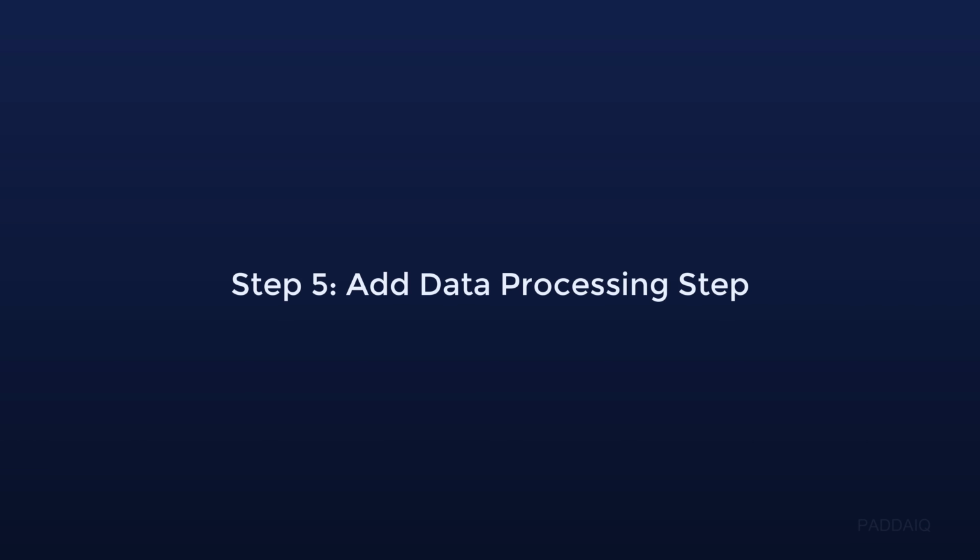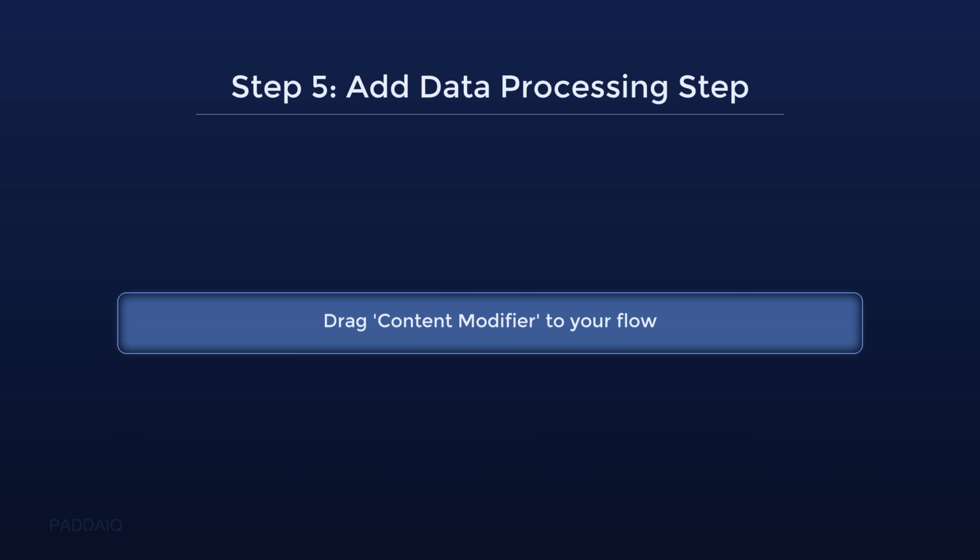Step 5. Add a data processing step. Drag content modifier to your flow. This action adds a tool that lets you change or add data in your integration process. For instance, you can use it to add a timestamp to incoming customer orders before they proceed. This step is essential for preparing your data correctly for the next stages.